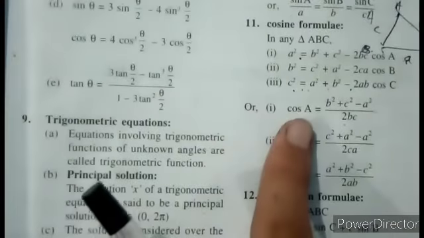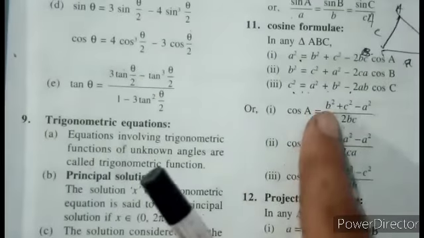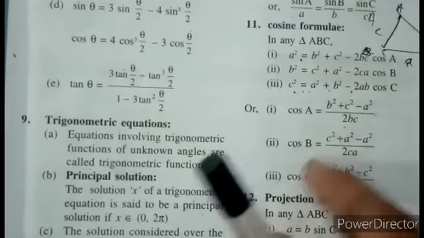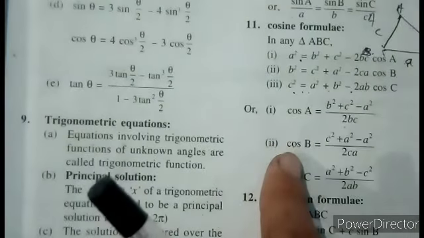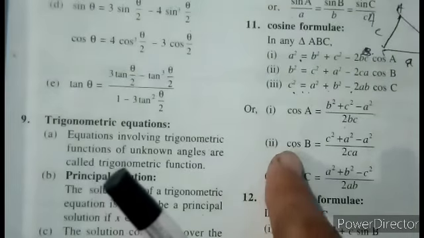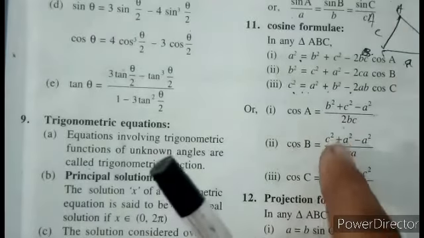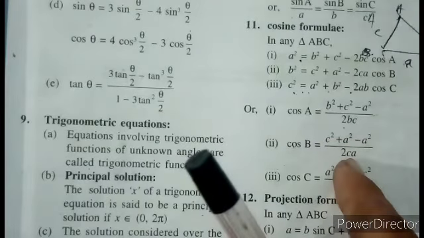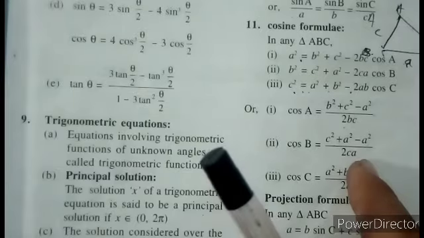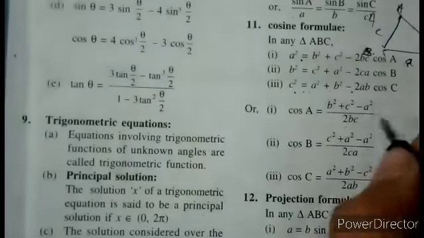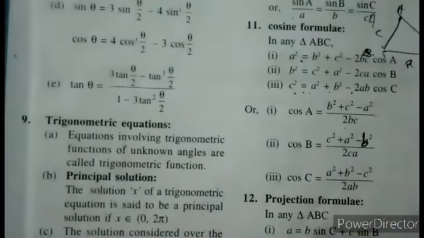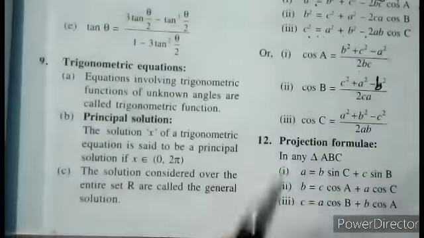Or cos A is equal to b square plus c square minus a square upon 2bc. Similarly, cos B is equal to c square plus a square minus b square upon 2ca. This is the logic only. Then come to the projection formula.